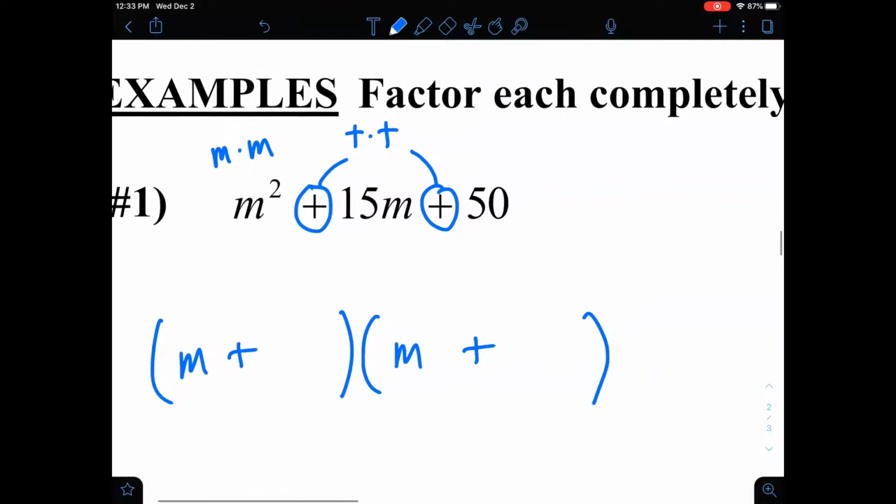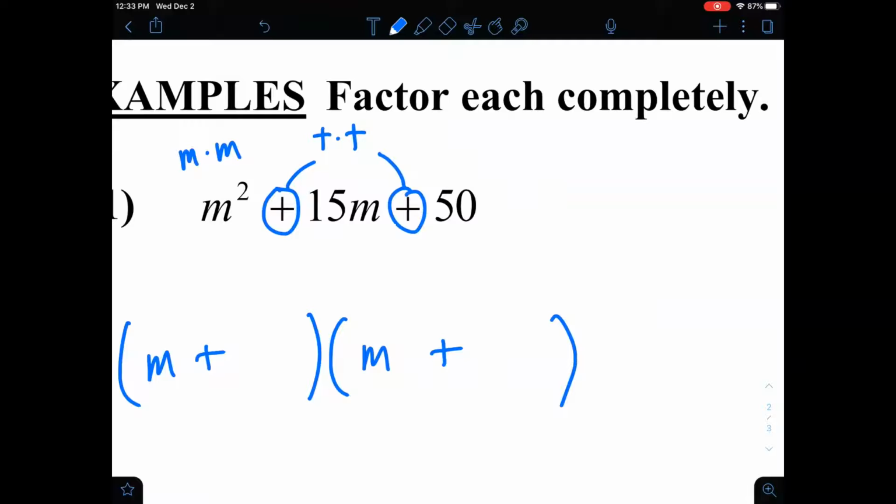And now we need to find factors of 50. What multiplies to 50? Well, we have 1 times 50. We also have 2 times 25. We also have 5 times 10. And I believe that is everything.